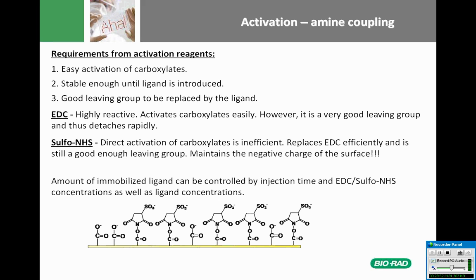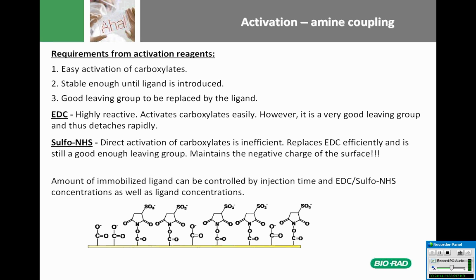Just going briefly over the 3 steps, starting with the activation. As mentioned, the chemical layer has functional groups that are carboxylic groups, and they will interact with the primary amine groups that are on the ligand. But they will not, of course, interact spontaneously. You need to activate them.